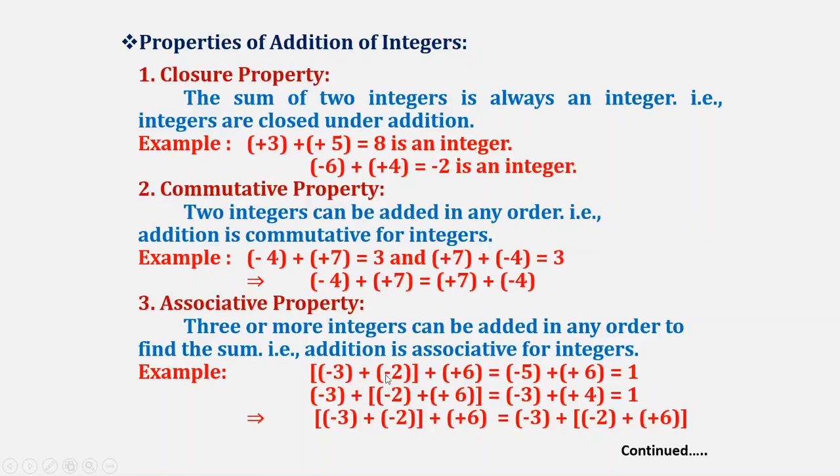So minus 3 plus of minus 2 is, here we are adding two integers of like signs. Means just add them. 3 plus 2 is 5 and put the sign which is common to both, which is minus 5 plus of plus 6. Now it is minus 5 plus of plus 6. Here the two numbers are having different signs.